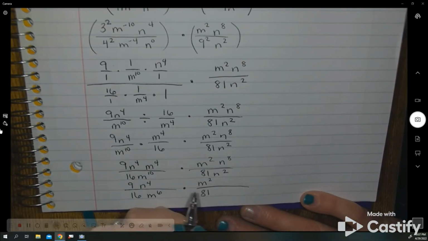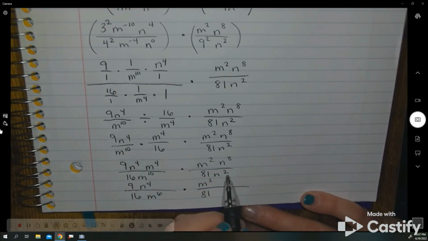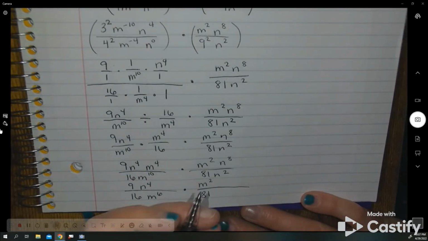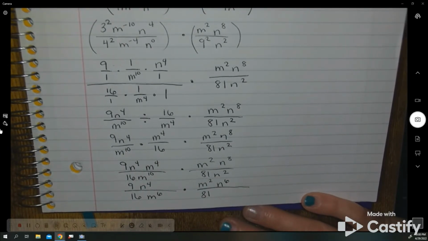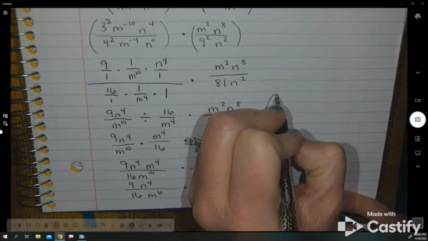We only have 81 as our whole number, but for our n's, we have n to the 8th on the top and n to the 2nd on the bottom. So there's 8 n's at the top, 2 on the bottom, which if we cancel, leaves us with 6 n's on the top. So we need to multiply straight across. I'm going to draw an arrow up here to give us a little bit more room.